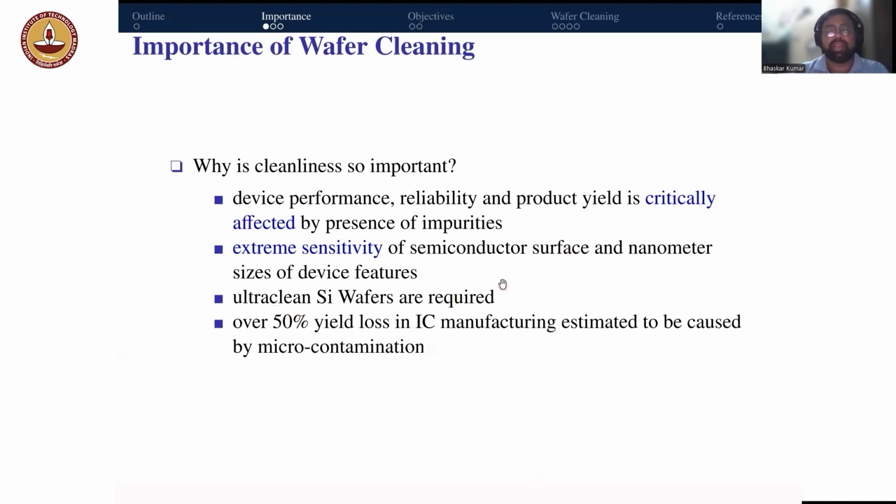It has been estimated that about 50% of the yield loss in IC manufacturing is caused by microcontamination, that is the contamination of the silicon surface. And this is why we give so much amount of time and effort to the cleanliness of our wafers.